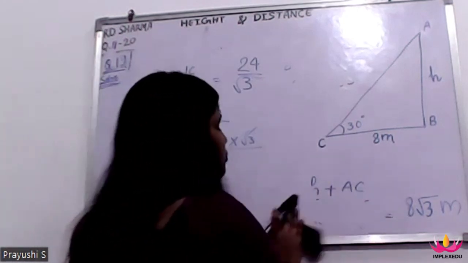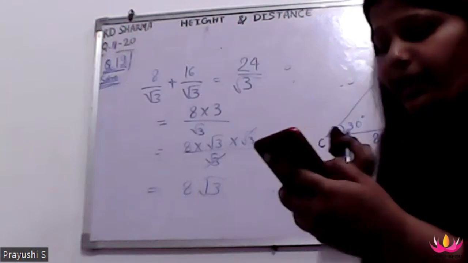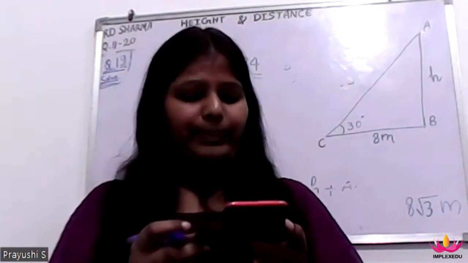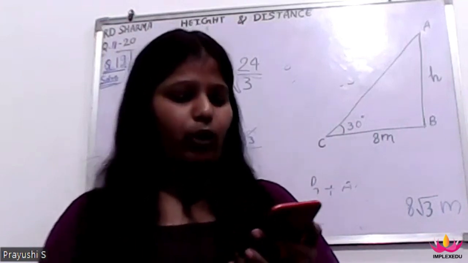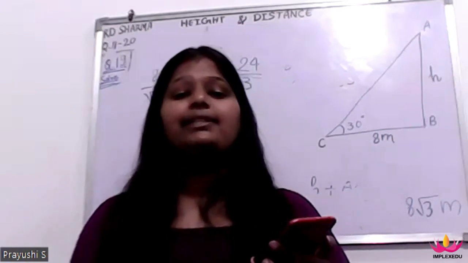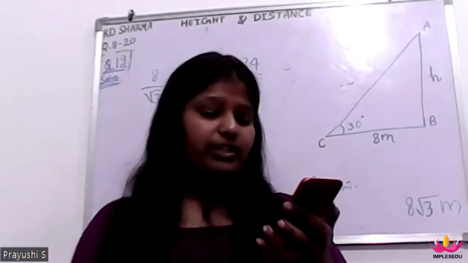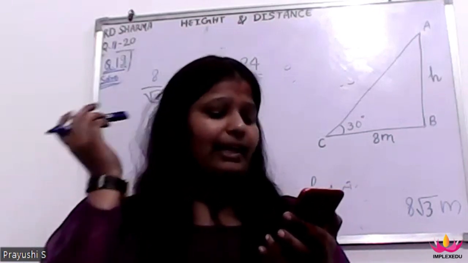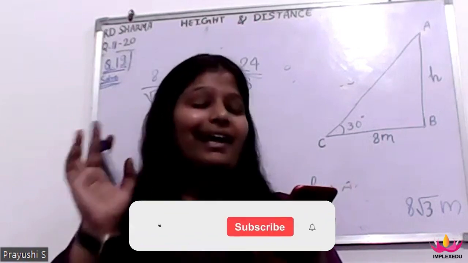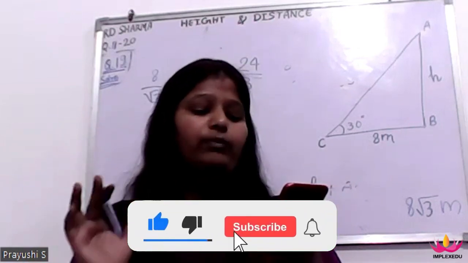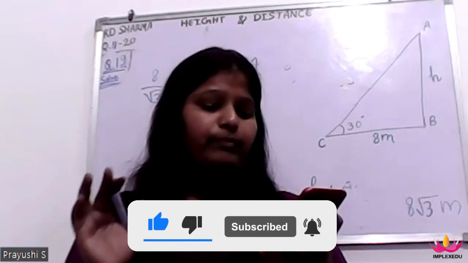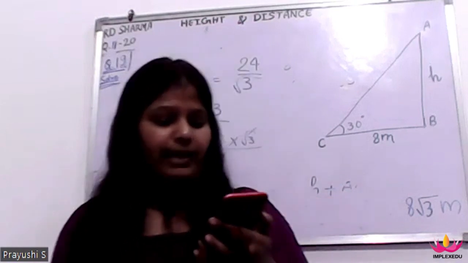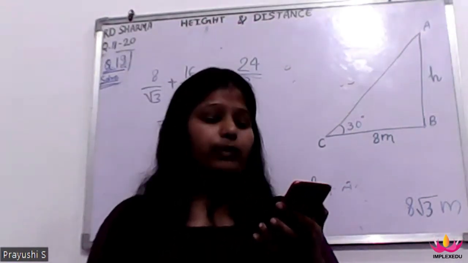Okay. So now we have done question number 19. Now question number 20 says: from a point P on the ground, the angle of elevation of a 10-meter tall building is 30 degrees. A flag is hoisted at the top of the building, and the angle of elevation of the top of the flagstaff from point P is 45 degrees. Find the length of the flagstaff and the distance of the building from point P.